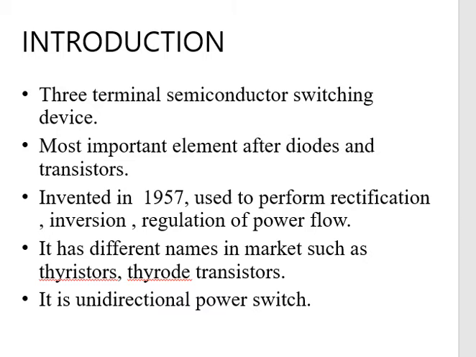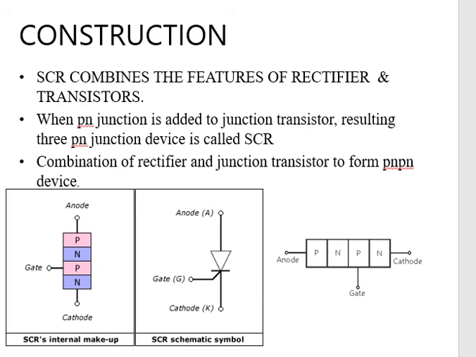The SCR is a three-terminal semiconductor switching device. It is the most important element after diodes and transistors. SCRs were introduced in 1957. It is used to perform many functions like rectification, inversion, and regulation of power flow. It has different names such as thyristor, etc. It is a unidirectional power switch.